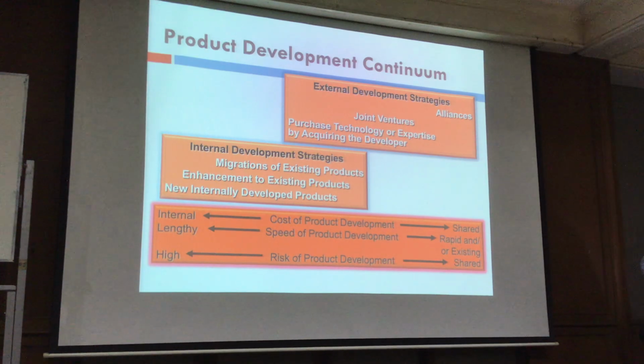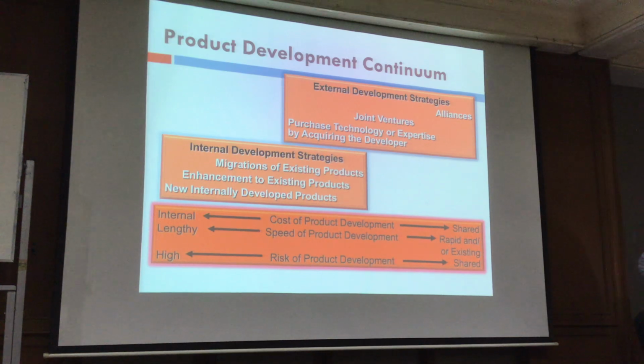So if we compare these two strategies, internal development and external development, you can see that for the cost, for the internal, you support by your own 100% because you develop from your own existing product. But for the external, you share it, right? How about the speed of development? For sure the external development is much faster because you acquire the technology, you buy the new company, or you acquire the new developer. So you are not starting from zero or from scratch, right?